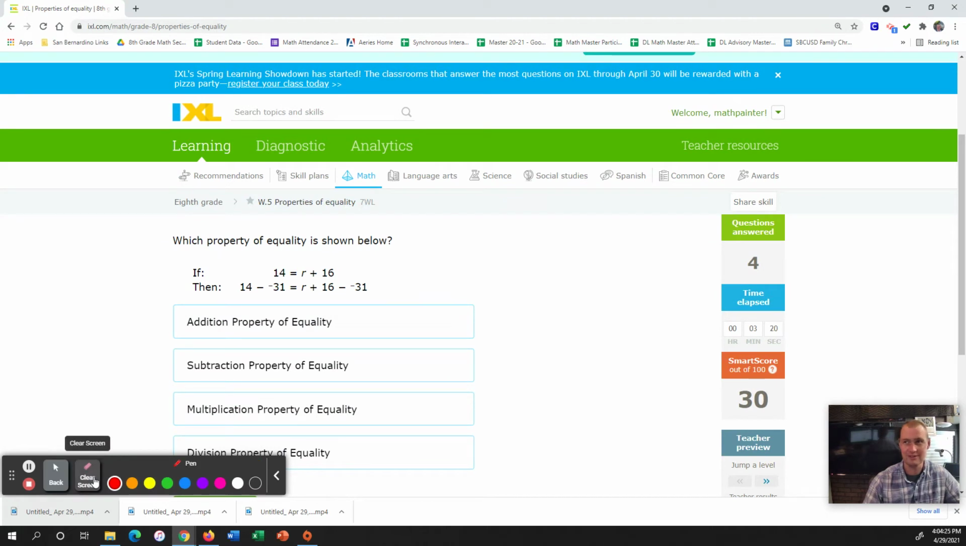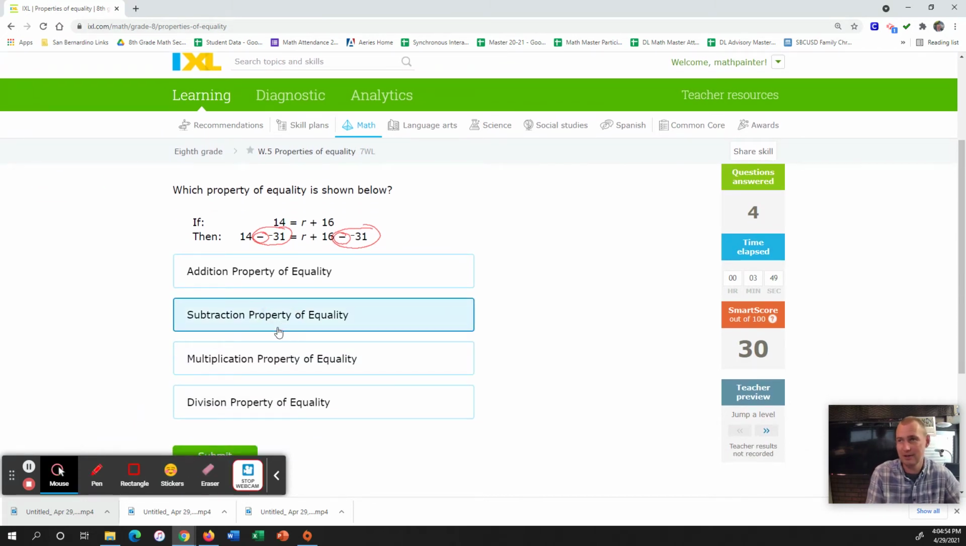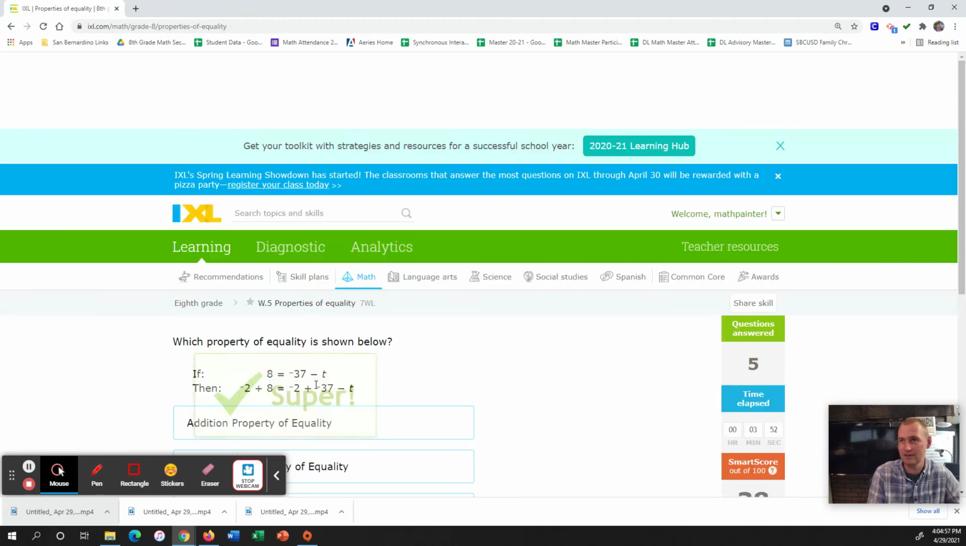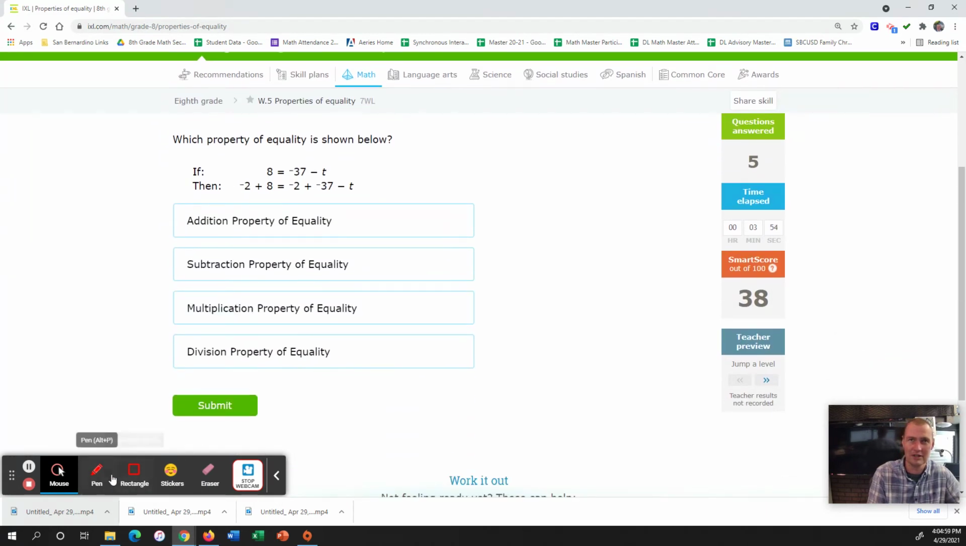Next up, looks familiar. We've been down this road before, but we're going to get it right this time. So we got 14 equals R plus 16. But we have that negative situation of the negative 31. But what IXL was really looking for is that subtraction in there. Remember, we already said that negative is a positive, we put it as addition, it didn't like it, but we're really subtracting a negative number. So we're going to go with subtraction on this one and get it right this time because we got it wrong last time. See how we learn from our mistakes? We get better. Now we're at 38.